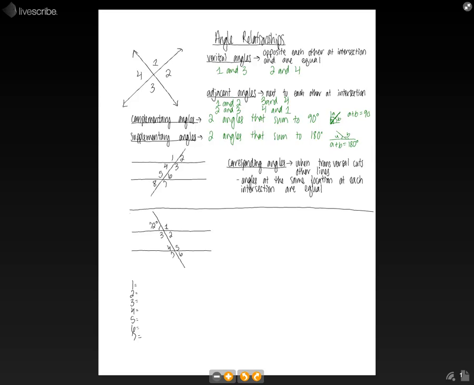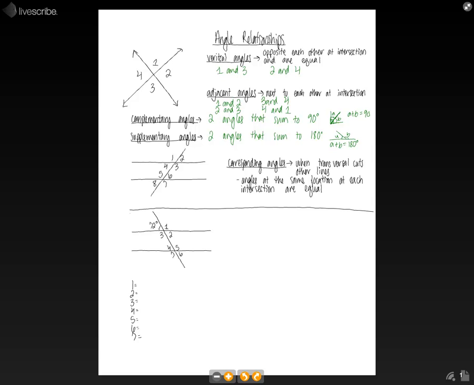And so the next thing that we're going to talk about is corresponding angles, and corresponding angles come into play when you have a transversal that cuts other lines. They don't necessarily have to be parallel, but in most cases we draw them as parallel. So if we look at our diagram, we have two parallel lines cut by a transversal, and corresponding angles will be the angles that are at the same location at each intersection, and these angles are equal.